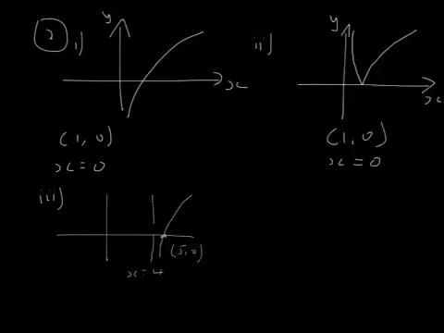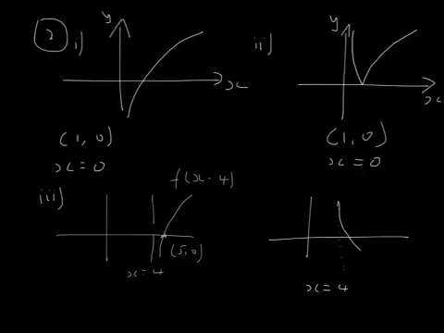And then it's minus f of x minus 4. So this was f of x minus 4. So minus that reflects it in the x-axis. So we end up with x equals 4 still being an asymptote. It's like this now. And it crosses the x-axis at 5, 0.